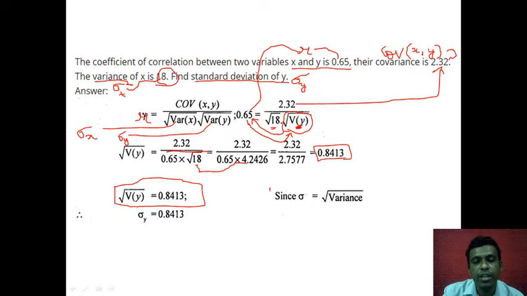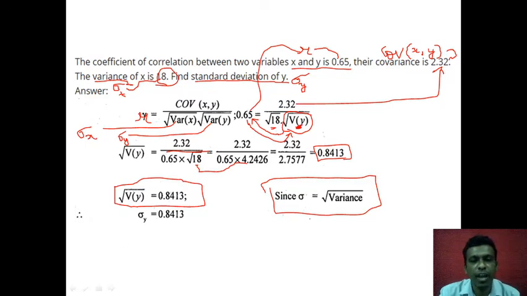But we know that standard deviation is nothing but the square root of variance of y. So the standard deviation of y is 0.8413.